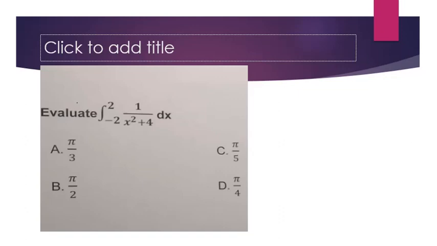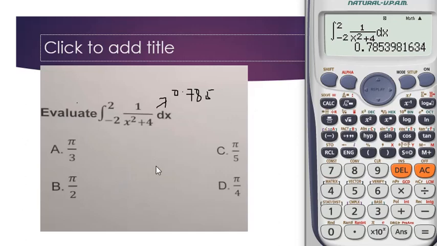We have 0.785 as our answer. Now let's check. All you have to do is check which of these options corresponds to this value. So let's first check for A. For A we have pi on 3. Let's check. We have 1.047, meaning A is not the answer. We just move on.